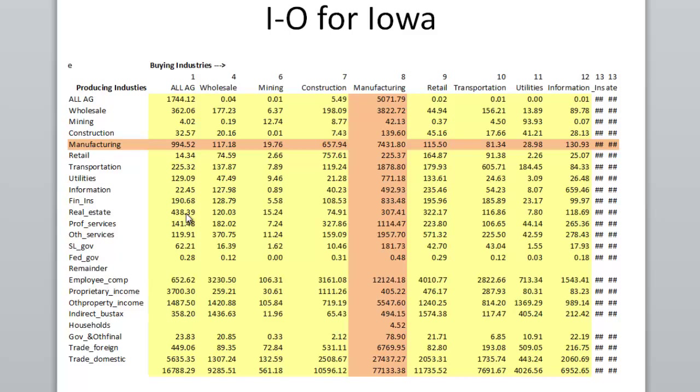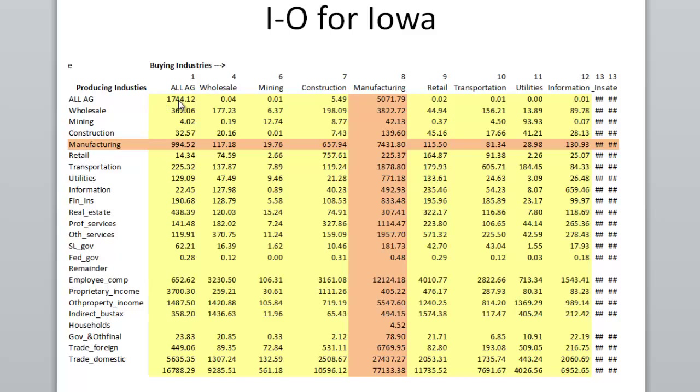They buy a lot of real estate. Well, they're not buying real estate. What they're buying is a real estate service. So if they're renting land, they're making a payment to real estate. Professional services like accountants. Of course, they have to pay workers. In this case, it's $652 million. They pay themselves. In this case, it's $3.7 billion. And then there are other payments that they have to make when they make their agricultural products, all the way down to imports of foreign goods as well as imports of goods for agriculture from someplace outside of Iowa.